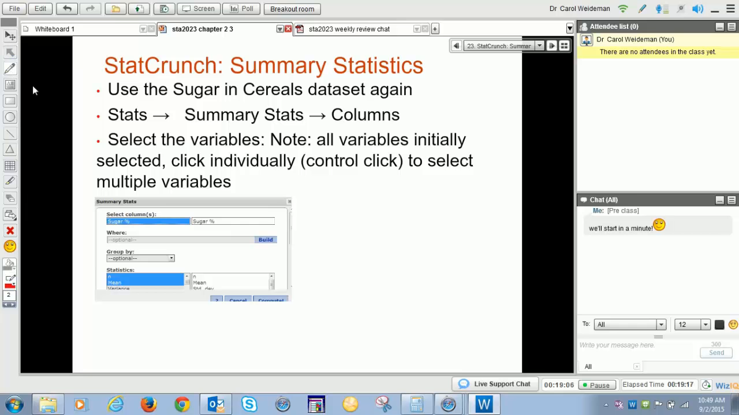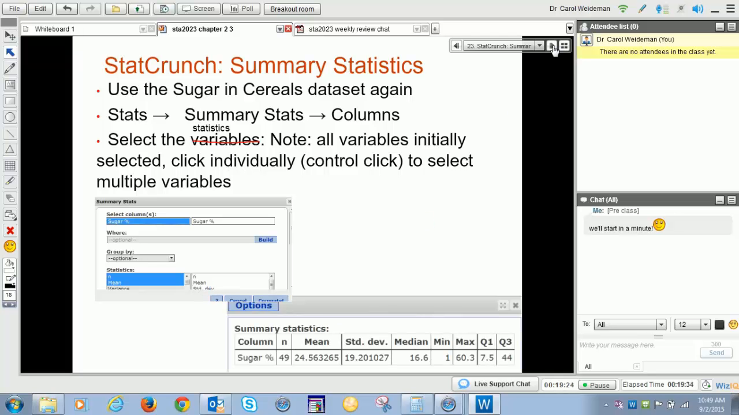So this should actually say here, select the statistics, not the variables, statistics. And then down here you can pick whatever statistics you want to run, and they'll come up in this window here when you've selected those.